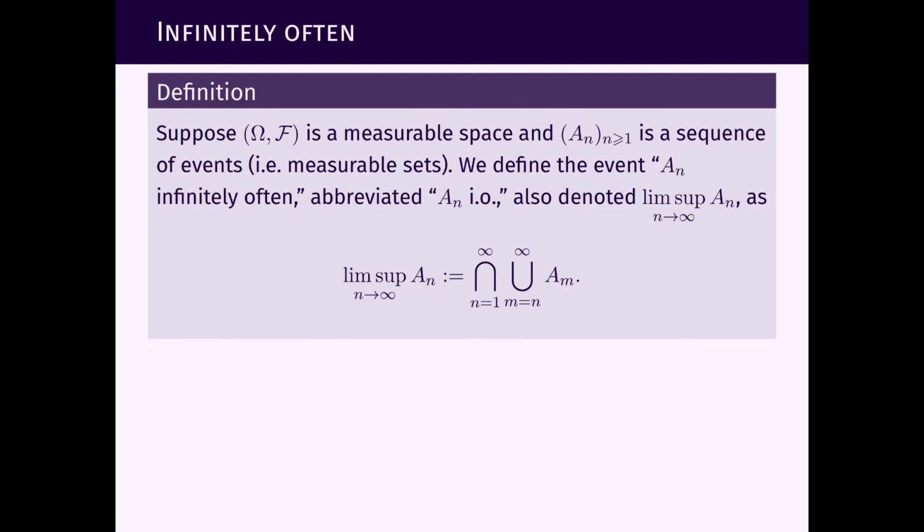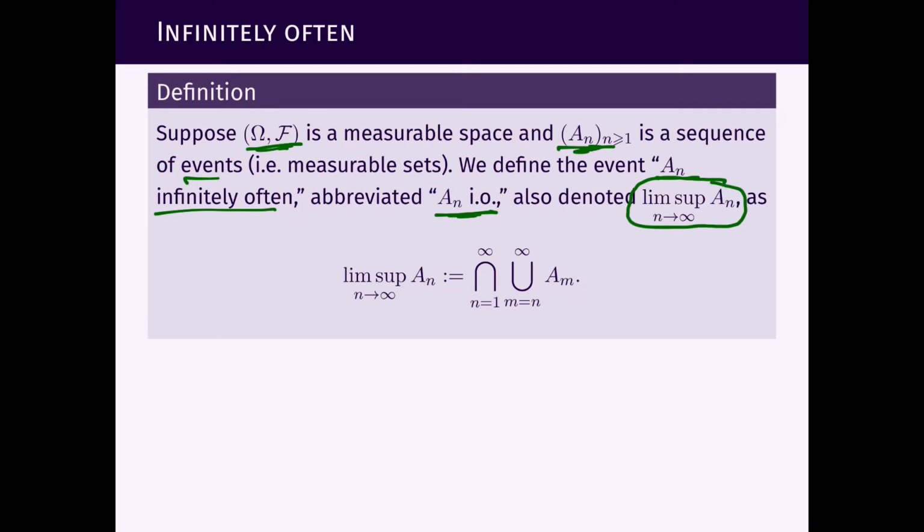So on a measurable space, before we have any measure there, we just have a sample space and a sigma algebra, and we define a sequence of events or measurable sets. And given this sequence, we can define the event. This is the name of the event, which is infinitely often. That's a definition that we're introducing now, which is usually abbreviated as A_n i.o. for infinitely often. And this is also denoted lim sup as n tends to infinity of A_n.